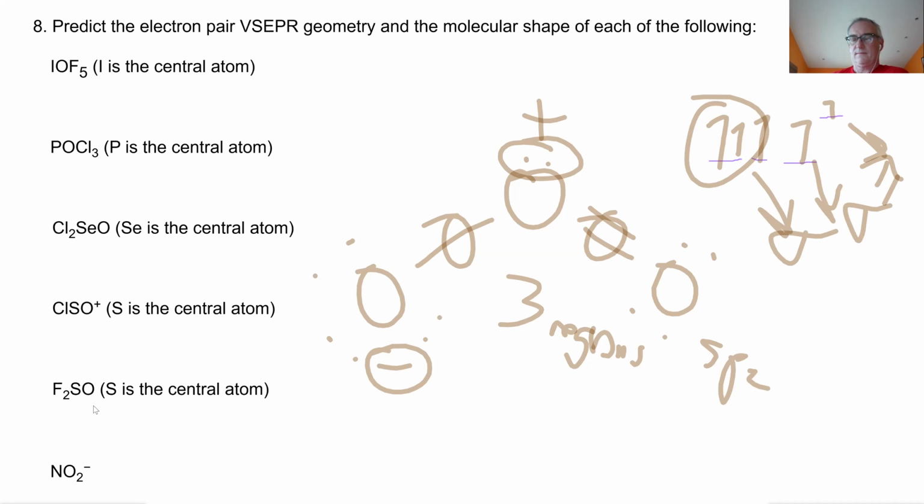But it actually doesn't ask you that in this particular question. It just asks you to predict the geometry. So basically, which general group does it fit in? And then the precise molecular shape. So the molecular shape includes lone pairs. That's the difference. You have to take into consideration lone pairs.